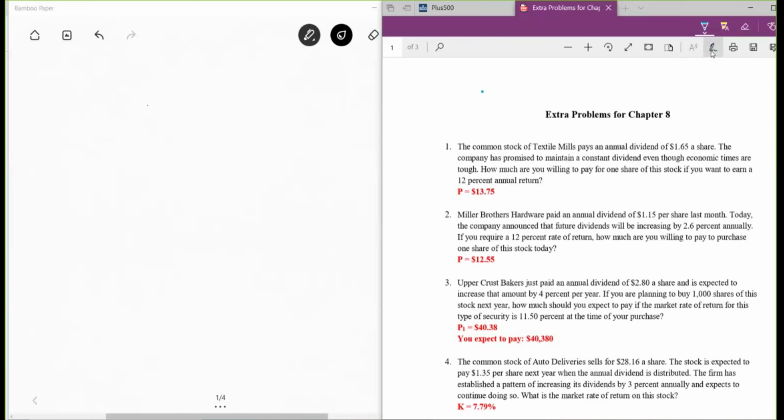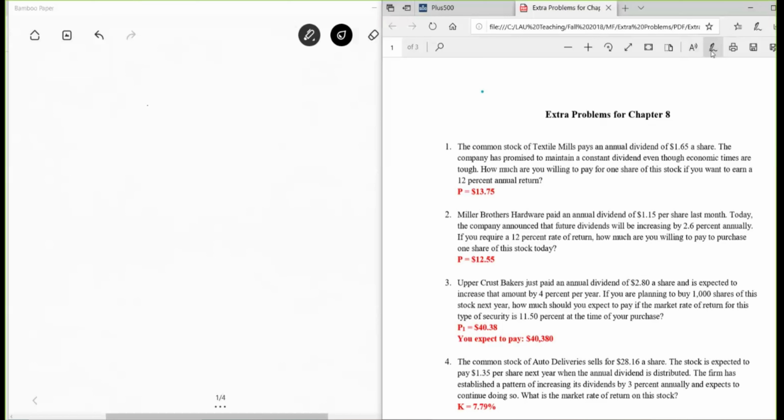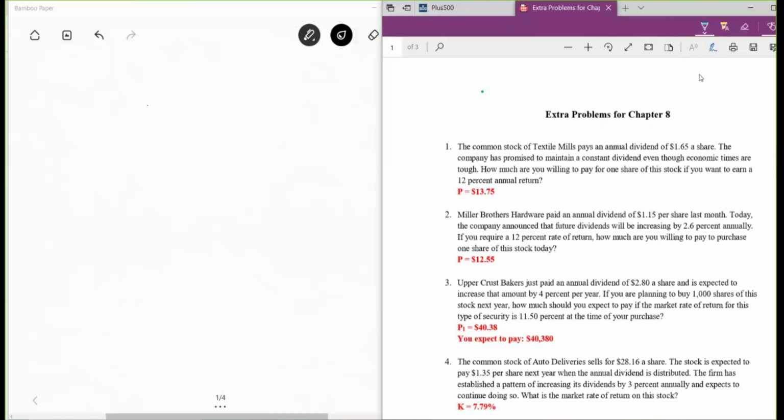The common stock of textile mills pays an annual dividend of $1.65 a share. The company has promised to maintain a constant dividend. This means that this 1.65, this is D, it's a constant dividend. How much are you willing to pay for one share? So what's the price, P0? If you want to earn a 12% annual return, so this is R equals 12%.